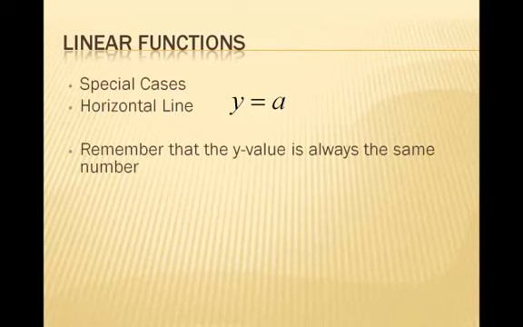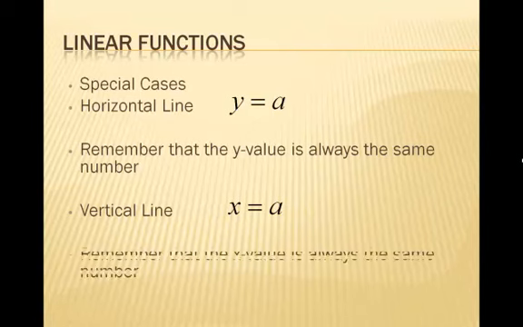Now, a good way to remember that this definitely gives you a horizontal line is that no matter what point you choose on that line, the y value will always be the same number. Now, the other special case is, of course, the vertical line, the one that goes straight up and down. You can recognize its equation because it's x equals a number. And again, a good way to remember this one is that no matter where you are on the vertical line, the x value will always be the same number.